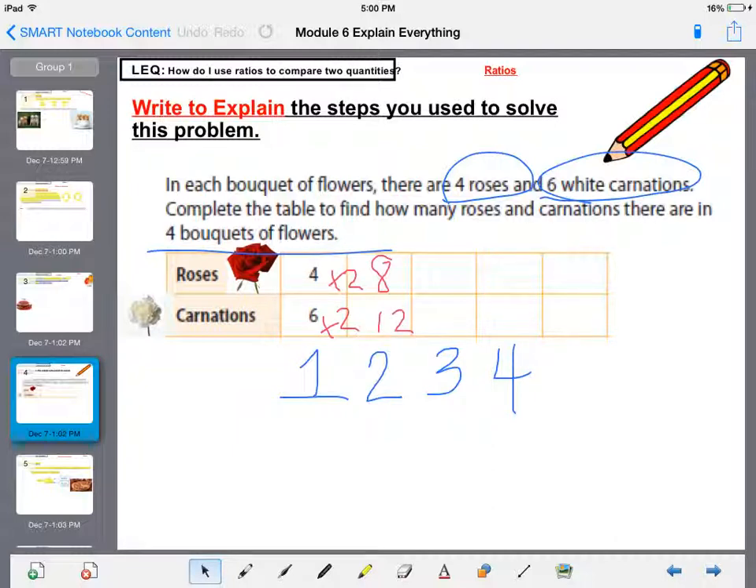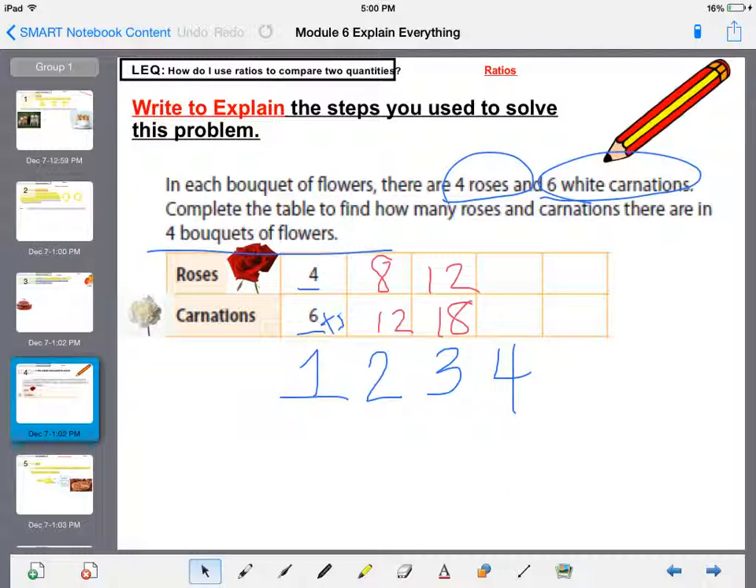But now we have to be careful when we get to bouquet 3 because we're still going to use the original 4 to 6. In that third bouquet, I want to make sure that I go back to my original term and my original ratio, which is 4 to 6. That means that if I have 3 bouquets, I would now be multiplying by 3 in order to get how many roses and how many carnations there are in bouquet 3. So 4 times 3 would be 12 roses, and 6 times 3 would be 18 carnations.